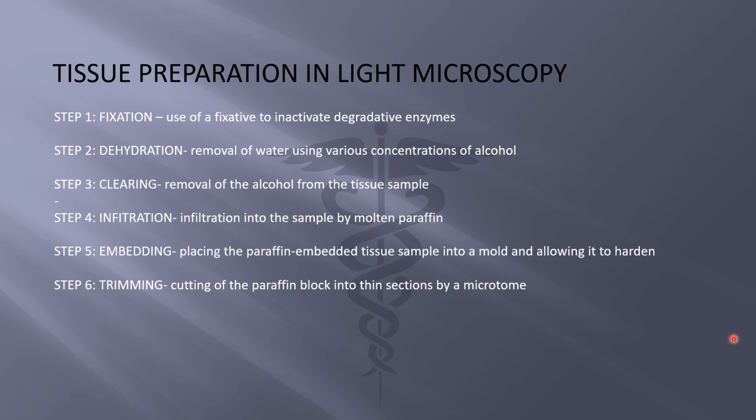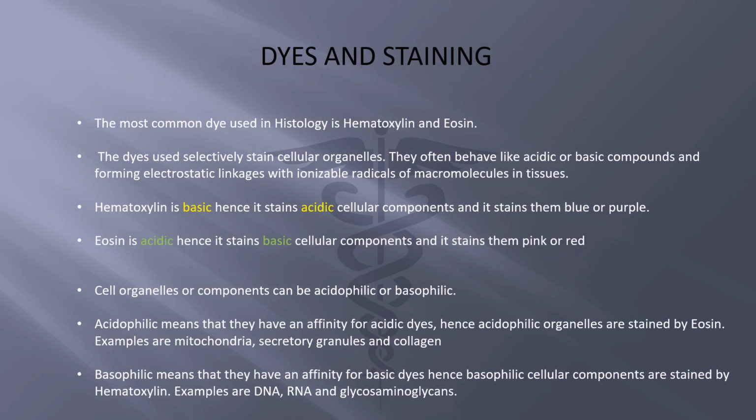So after trimming, the sample is not yet ready for study. You literally will not see anything. So there's need for staining, and this is done by the use of dyes. Now let's talk about dyes and staining. So the dyes used in histology selectively stain cellular organelles. They do selective staining of cellular organelles.